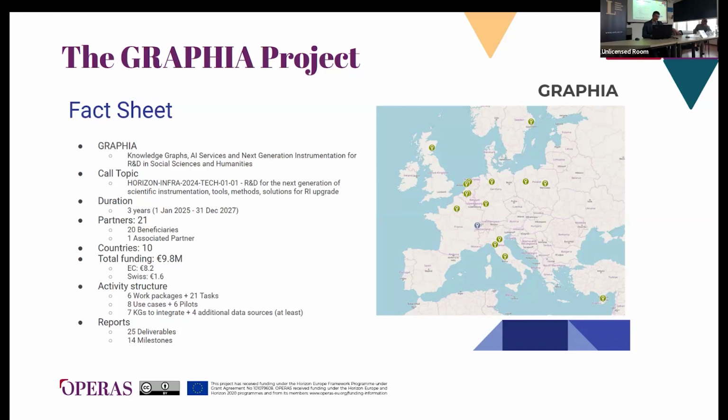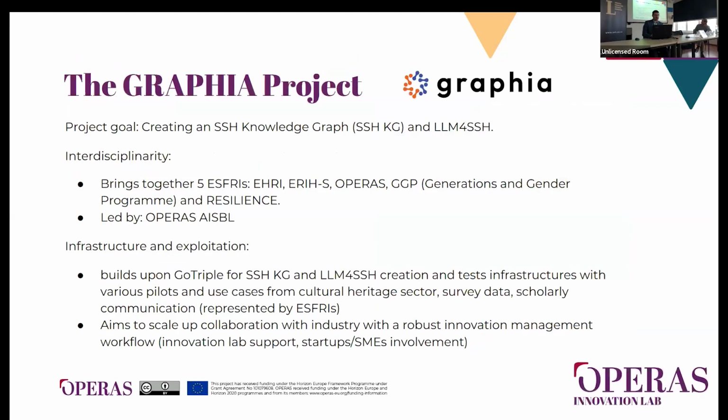This is a Horizon application: knowledge graphs, AI services, next generation instrumentation for research and development in social sciences and humanities. A 3-year project that just started in January, as I've said, led by Operas, with 20 beneficiaries, around 10 million euro in budget, with 1.6 coming also from the Swiss Odoma company. And what GRAPHIA will try to deliver are 2 things: an SSH knowledge graph and an LLM for SSH.